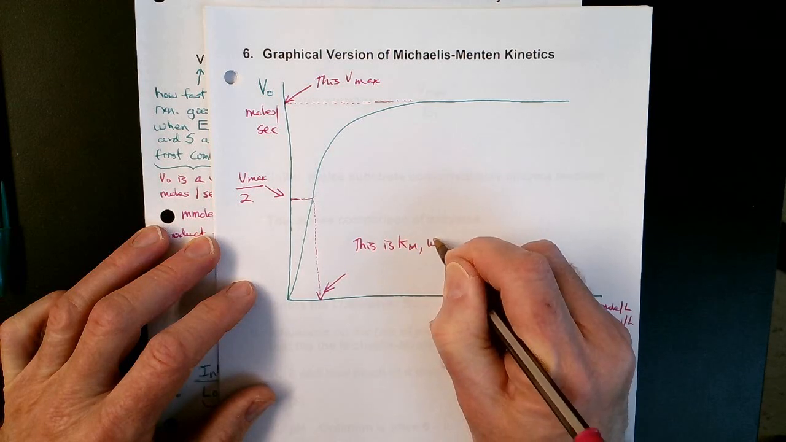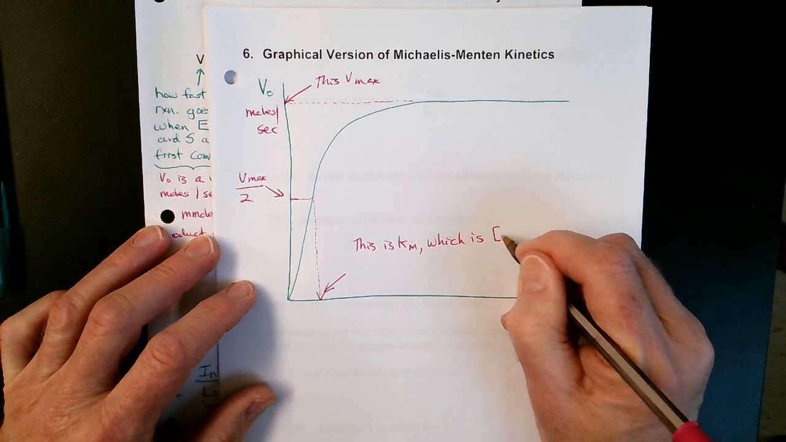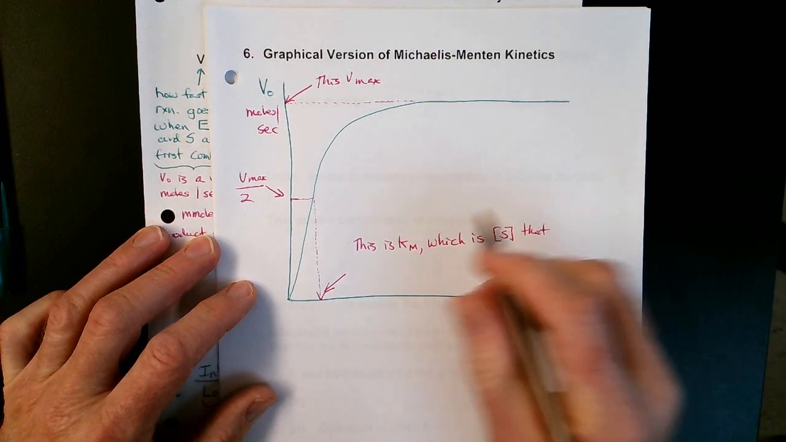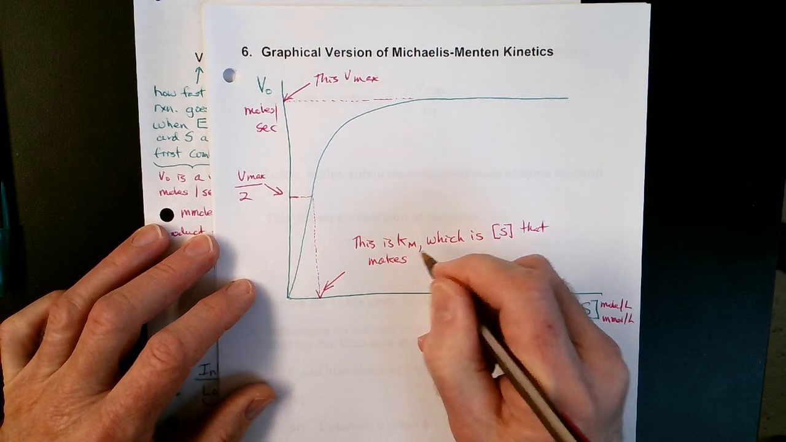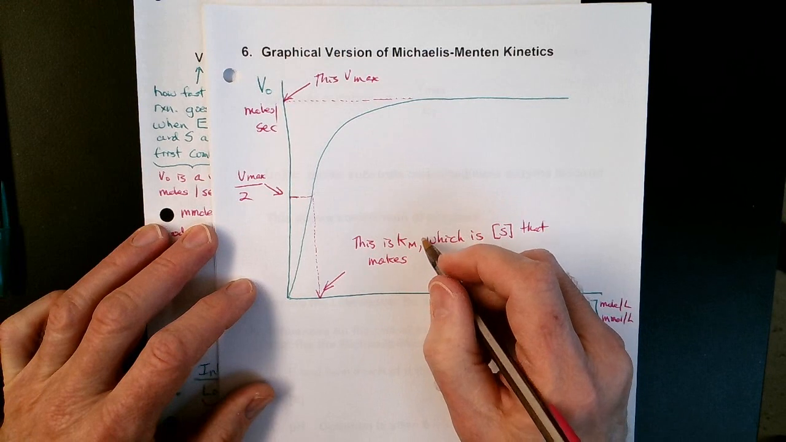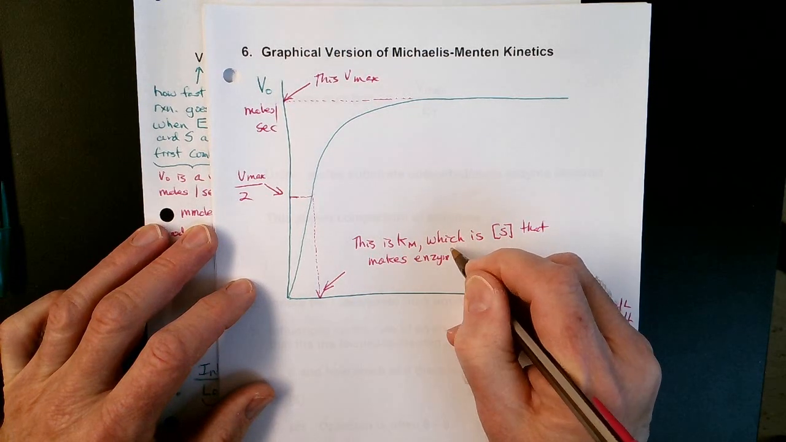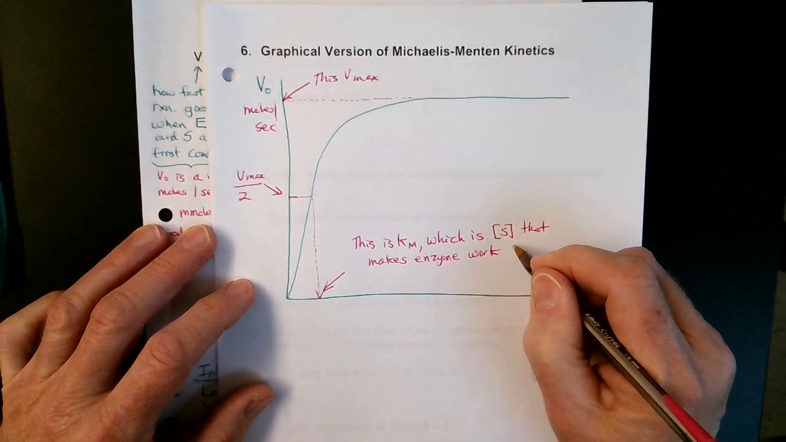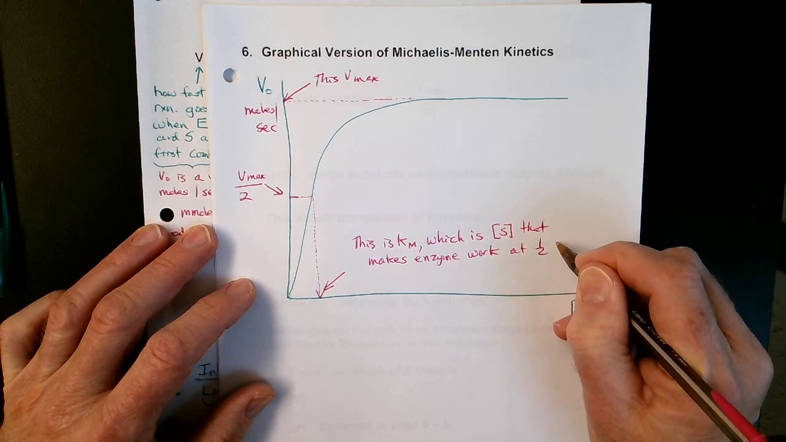Km, and remember this interpretation, is a substrate concentration, and it's the substrate concentration that makes this enzyme go half as fast as it ever will. Words something like this: work at 1/2 of Vmax.